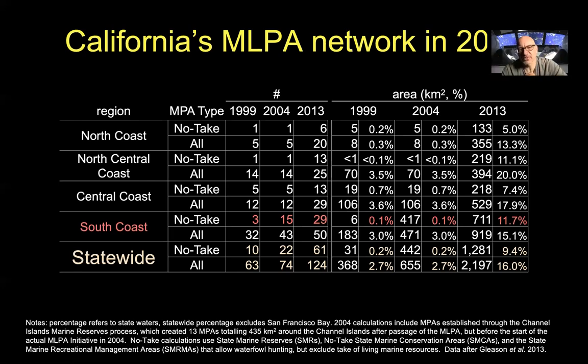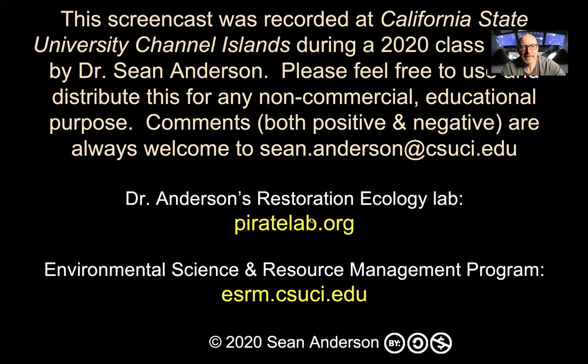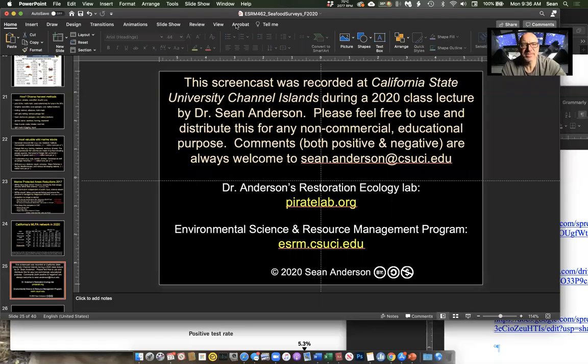Anyway, it's gone up, and our statewide networks are currently robust. It's the larger ones that are controlled by the federal government that seem to be always under assault. Okay. All right, questions about any of that stuff?